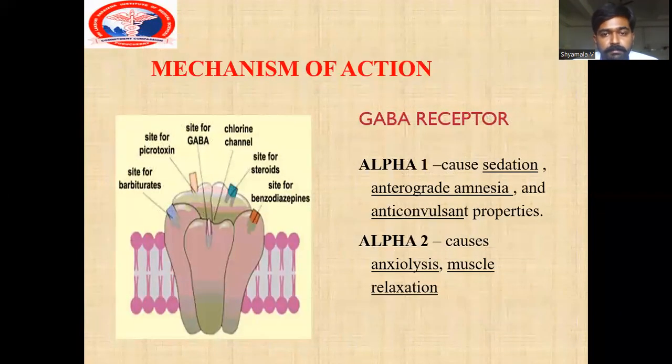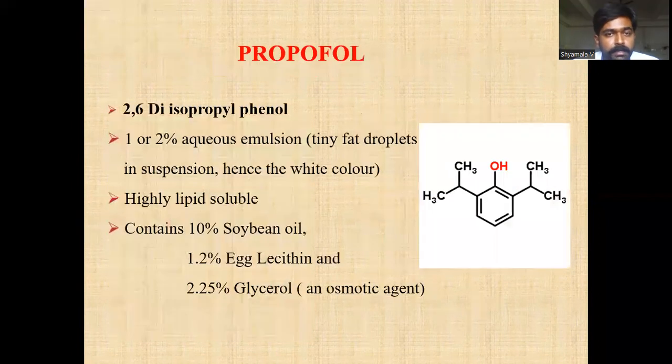So, what are the mechanisms of action of the GABA receptor? Alpha 1 causes sedation, anterograde amnesia, and anticonvulsion properties. Alpha 2 causes anxiolysis and muscle relaxation. Propofol is 2,6-diisopropylphenol, highly lipid soluble, containing 10% soybean oil, 1.2% egg lecithin, and 2.25% glycerol. These are the main contents of propofol, which is a commonly asked question in all the exams.